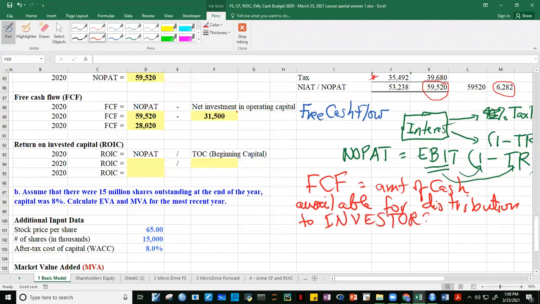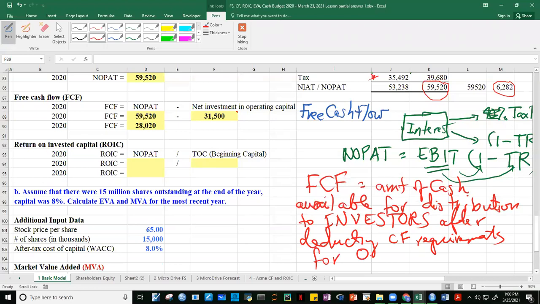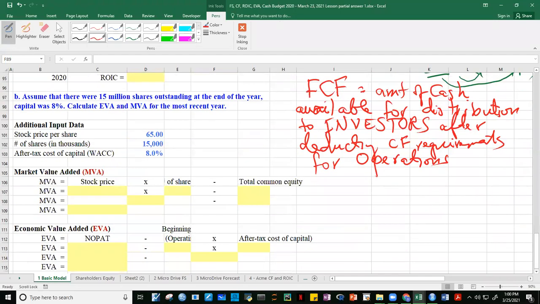Investors after deducting cash flow requirements for operations. Okay, let's just break down this concept. So in a nutshell, guys, free cash flow is the amount of cash. It's the cash flow available for distribution to investors.